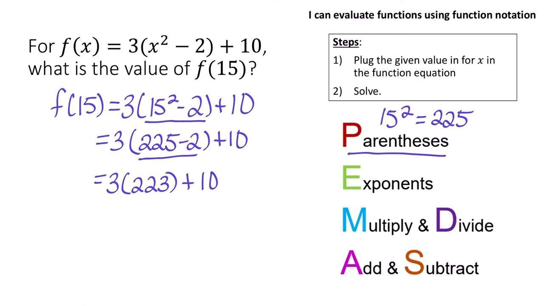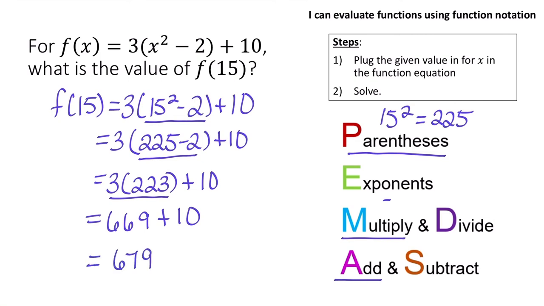Now we're going to skip exponents because we don't have any, and we're going to go to multiply. So we're going to do the multiplication first. So we have 3 times 223, which is 669, plus 10. Now finally we can do the addition. So we have 669 plus 10, so that's 679. So f of 15 equals 679.